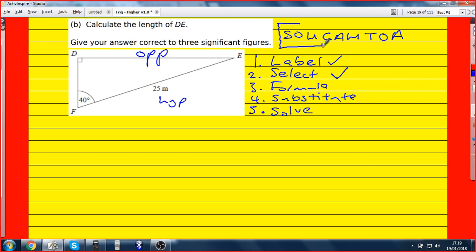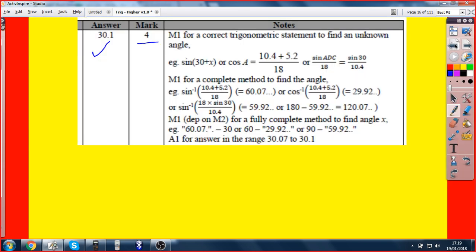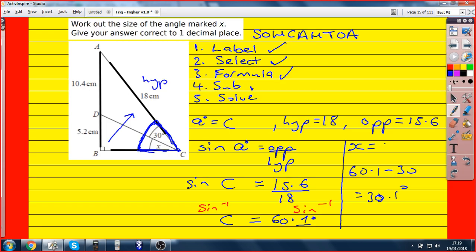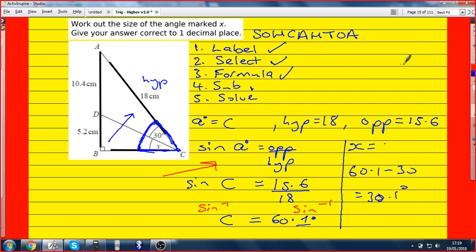You would just write out what is the formula for sine. Hello? Hi, can you hear me? Hello? Can you hear me? Hello? Hi, can you hear me? Yeah.